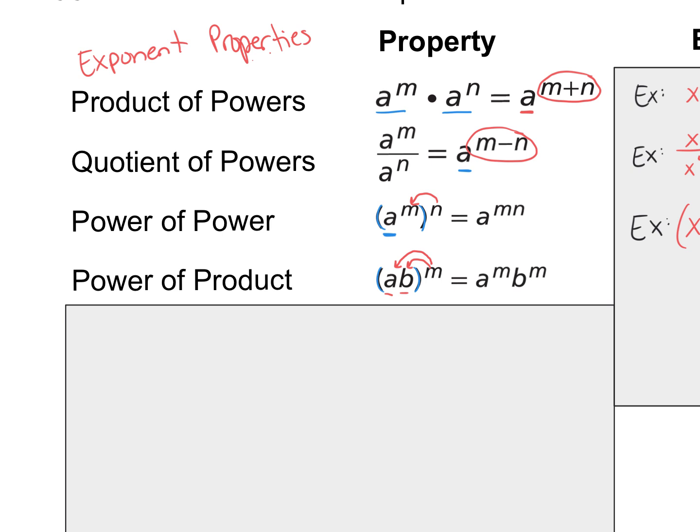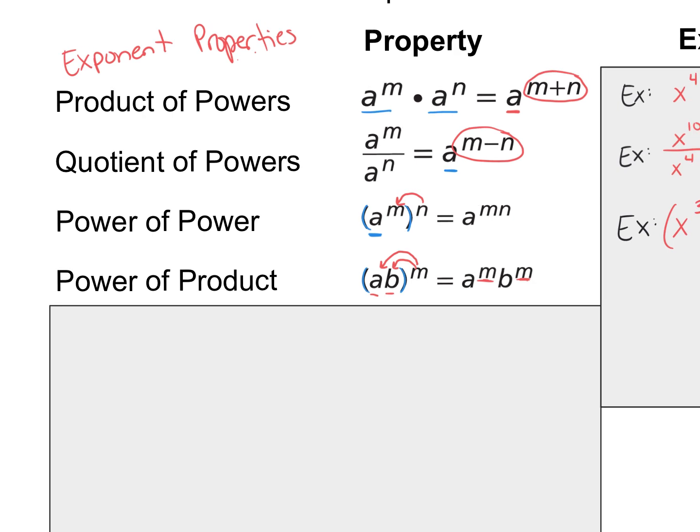Okay? Notice that term, or that number, it's staying as an exponent. Okay? It has to stay as an exponent. So let's look at an example with this one.